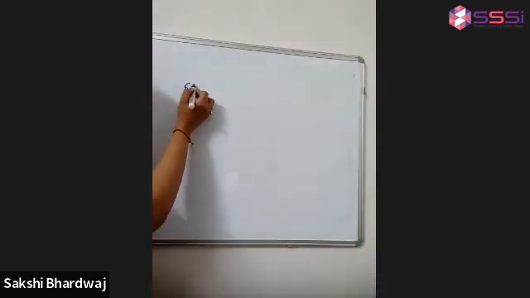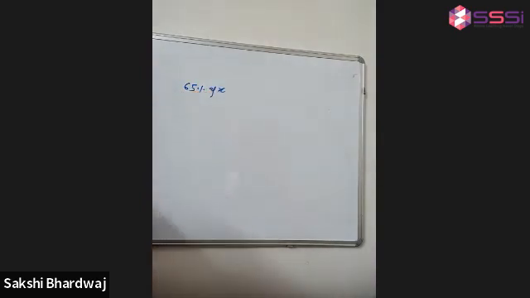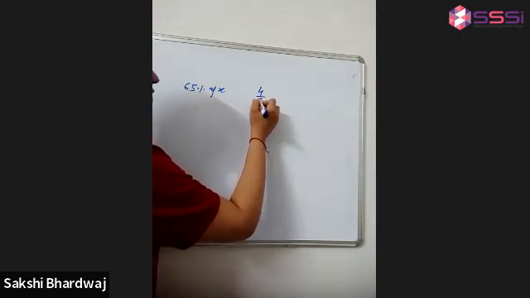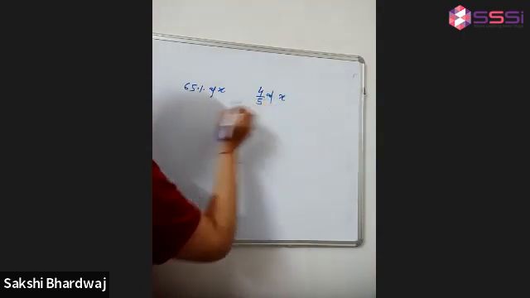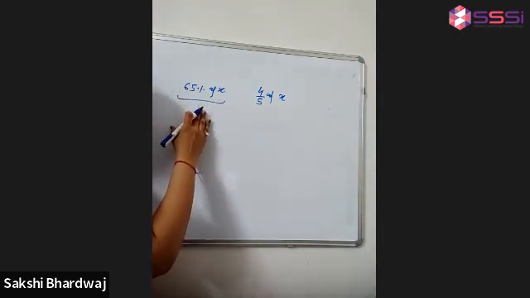65% of a number is 21 less than 4/5 of that number. Find the number. We don't know the number here. Let that number be x. 65% of x. The next statement is 21 less than 4/5 of that number x. It is 21 less.